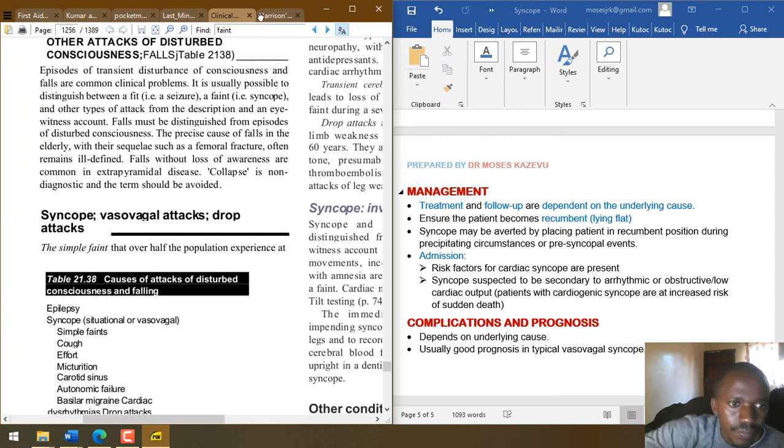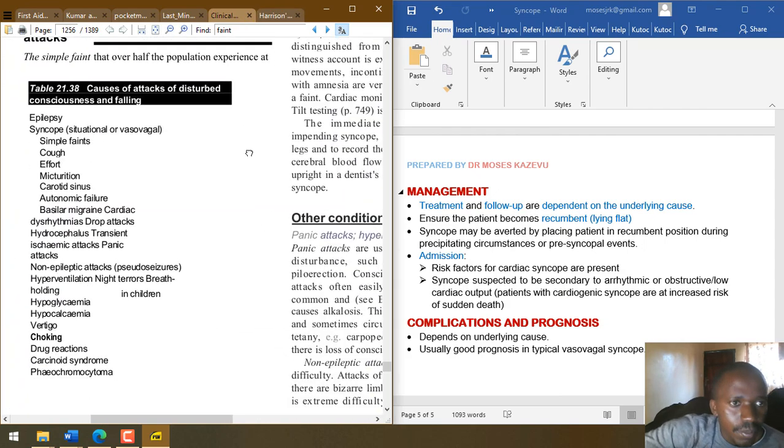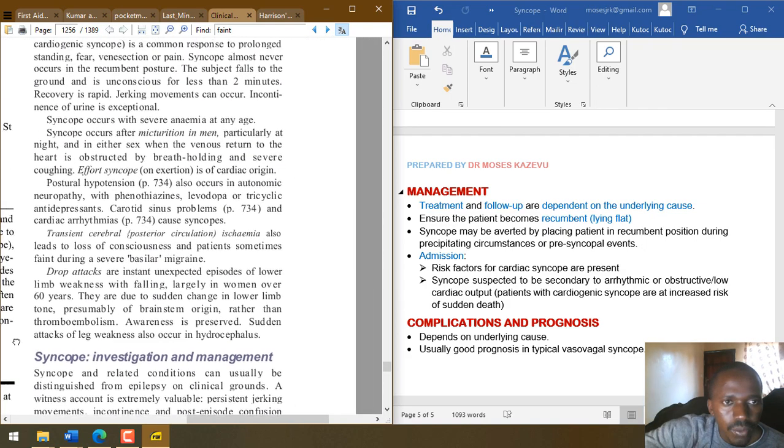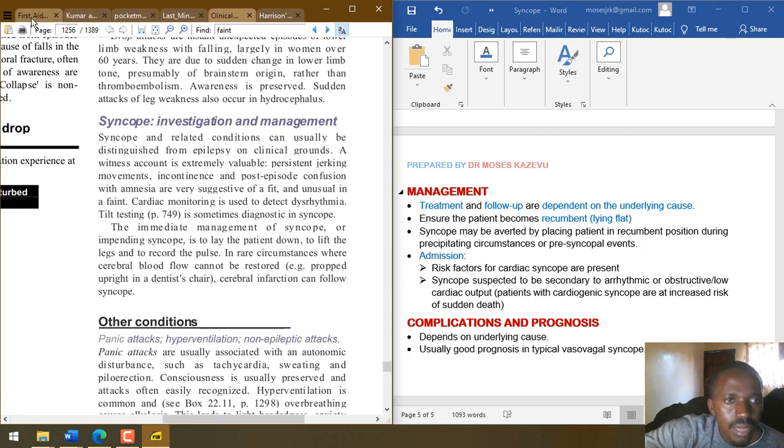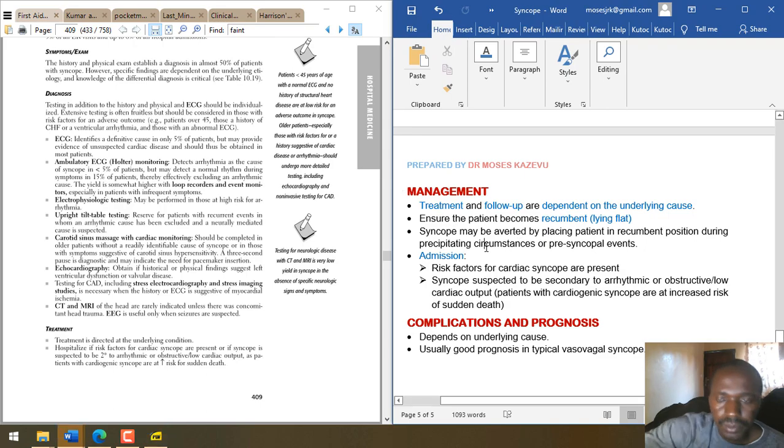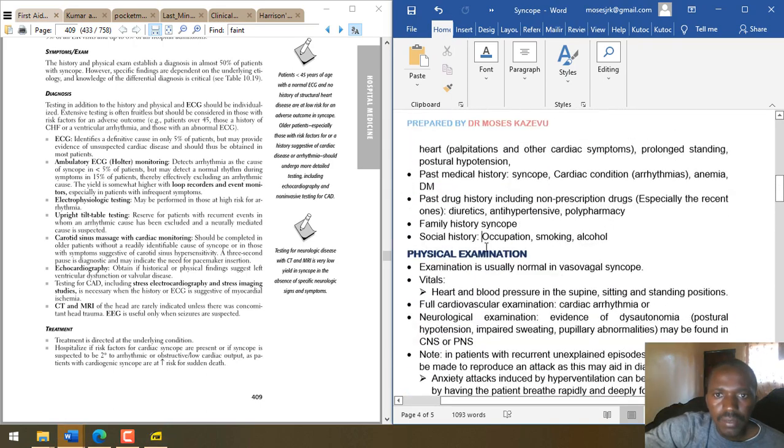Okay, causes of attacks of disturbed consciousness and falling. Okay, fine. We'll leave that one out for now. Oh, we've talked about drop attacks. So let's come back to the investigations now, because that's the bit that we left out here.